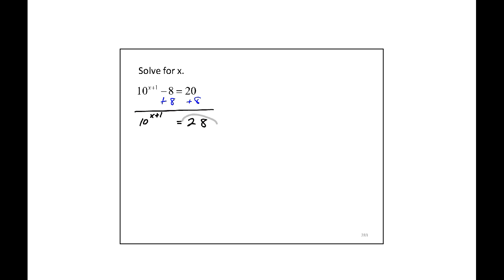At this point, we want to take the log base 10 of both sides. And this is where I said you don't have to use log base 10, but it makes things work out fairly well since the base of our exponential expression is 10. So that would be x plus 1 on the left-hand side, because the log of something with a base 10 is just going to result in the exponent. So x plus 1 equals log of 28.